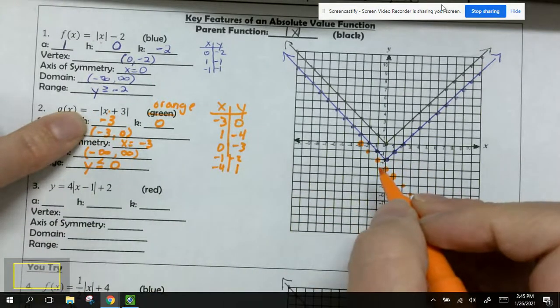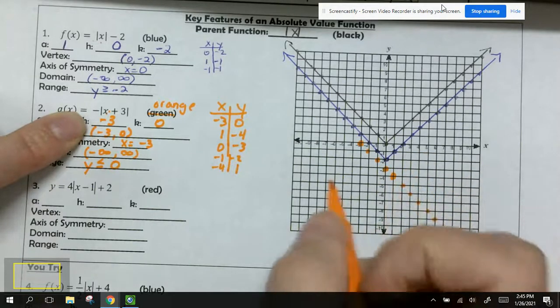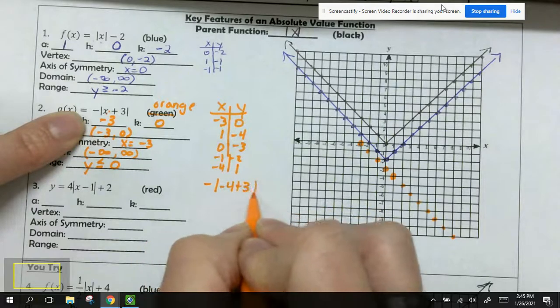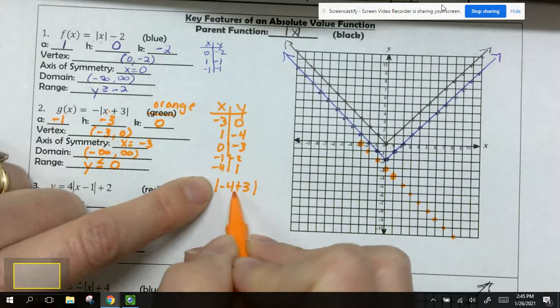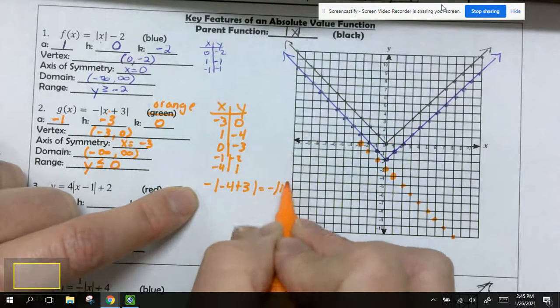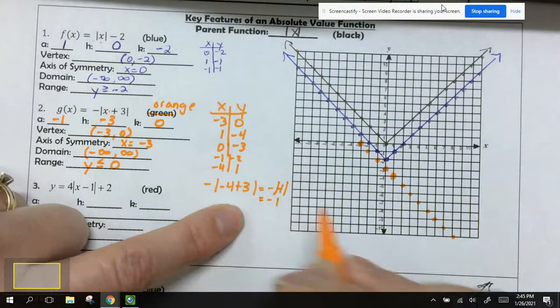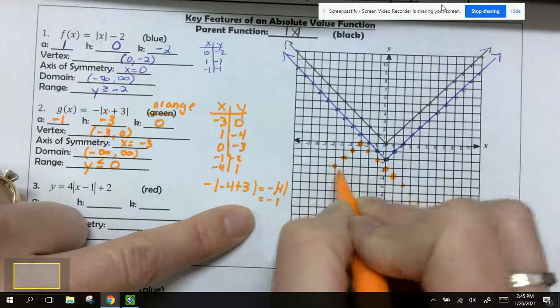1. No, wait a minute. Let me think about that again. Negative 4, if I put in negative 4, that would be negative 1, and then the absolute value of negative 1 is 1. The absolute value of negative 1 would be 1, so that would make it negative 1. Sorry, guys. Confused myself there on that one.